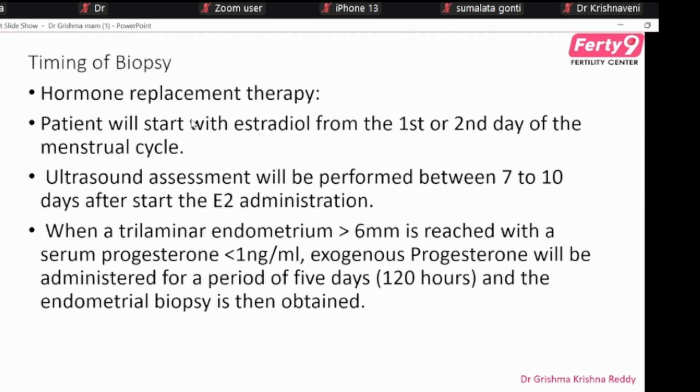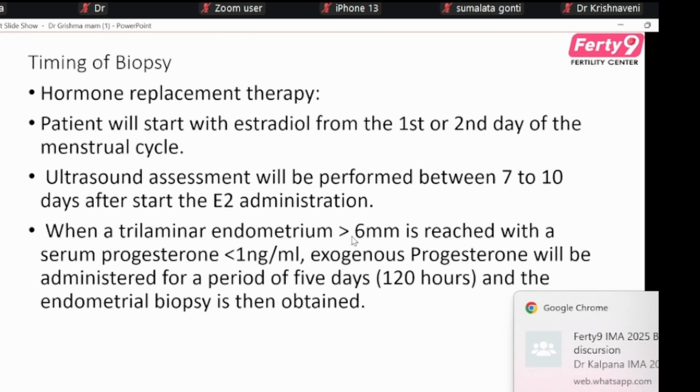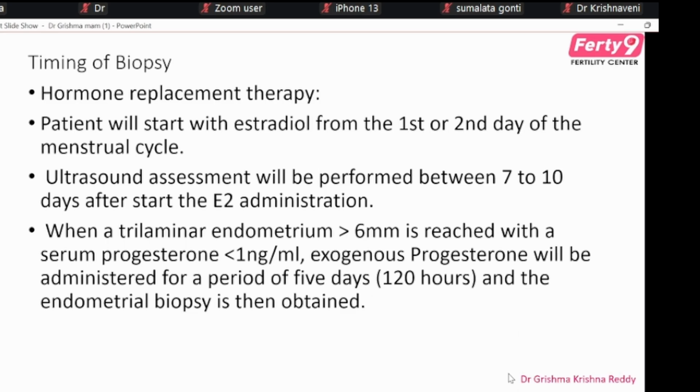So timing of biopsy in HRT: estradiol will start from day 2. Then ultrasound assessment between day 7 and day 10. Whenever there is a trilaminar endometrium of more than 6 mm and P4 is less than 1, then we should start the exogenous progesterone. And then after 5 days, instead of transferring an embryo, we take a biopsy.